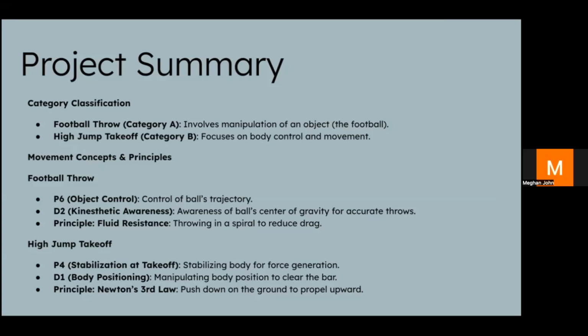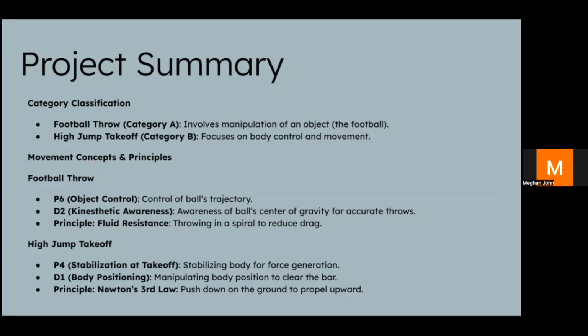For movement concept D2, awareness of how the ball's trajectory is affected by release. Fluid resistance is key. The spiral minimizes air drag, increasing accuracy and range. The quarterback needs awareness of the ball's center of gravity. This helps adjust the throw and ensures the ball follows a spiral, enhancing its accuracy and trajectory.